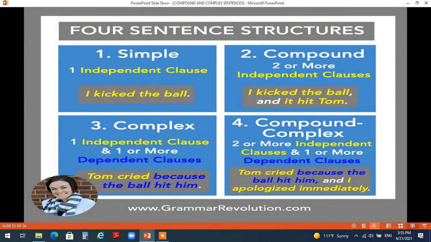We have because, a subordinator, and we have and, a coordinator. Then we have the two types of sentences together. We have a compound sentence and a complex sentence in the same time. So it is called a compound complex sentence.